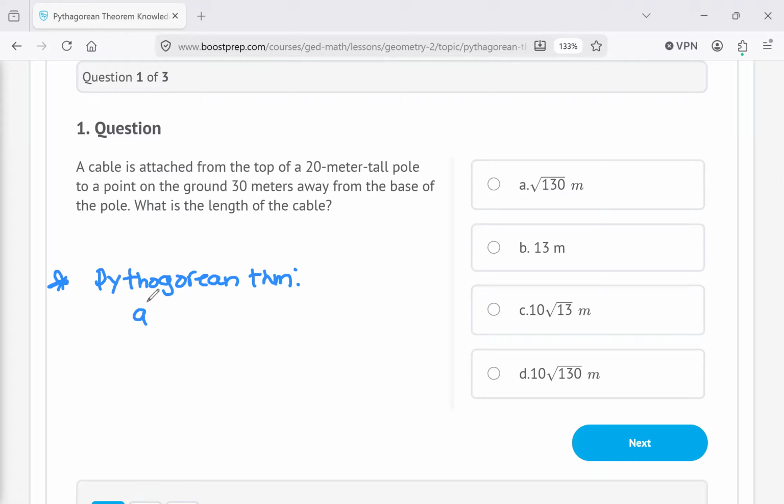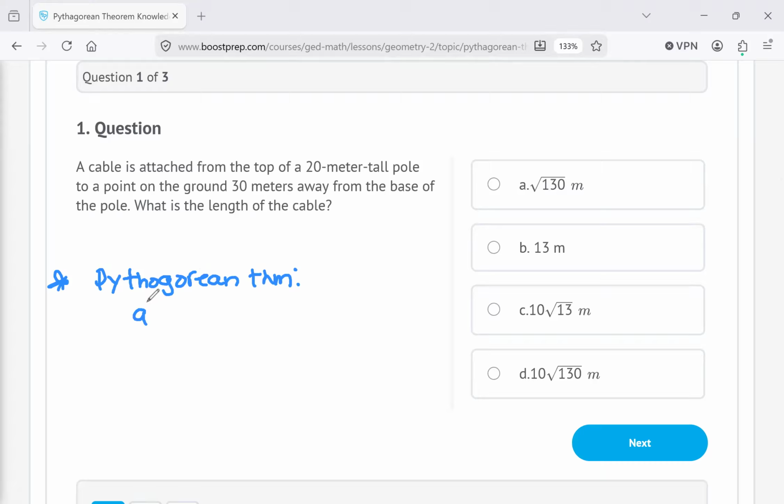Hello, in this math video, I will do a GED math video regarding the Pythagorean theorem. So, yeah, the Pythagorean theorem, I like to think of it as right triangles only, where you can find missing side lengths. So this only applies for a right triangle.